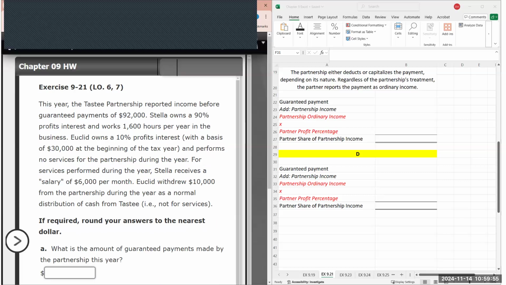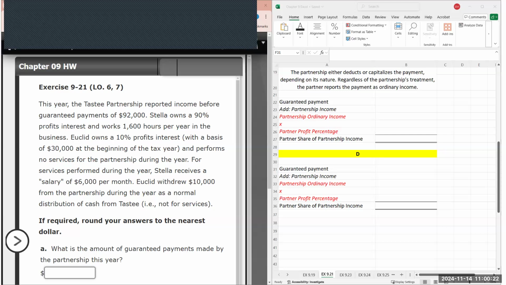So here it says this year, the Tasty Partnership reported income before guaranteed payments of $92,000. Stella owns a 90% profits interest and works 1,600 hours per year at the business. Euclid owns a 10% profits interest with a basis of $30,000 at the beginning of the tax year and performs no services for the partnership during the year.